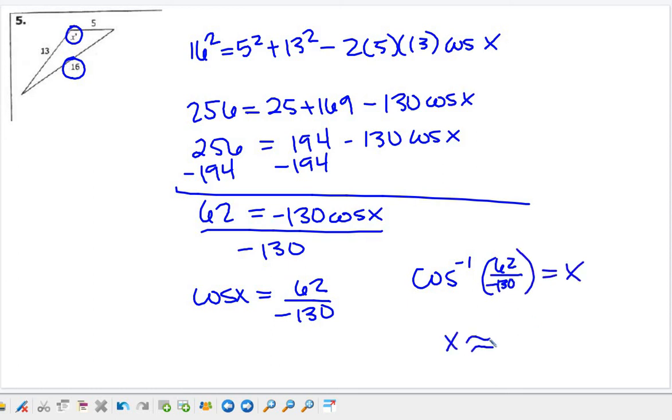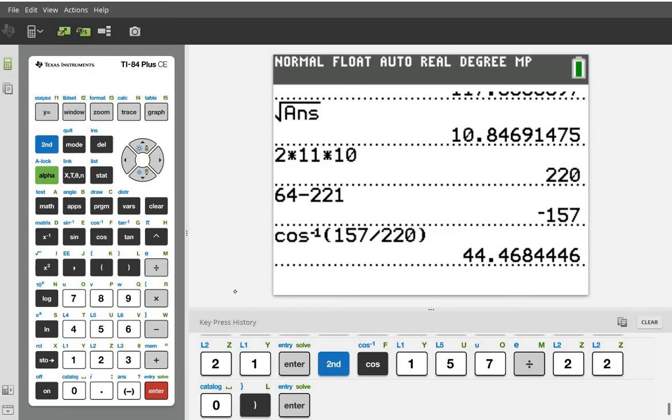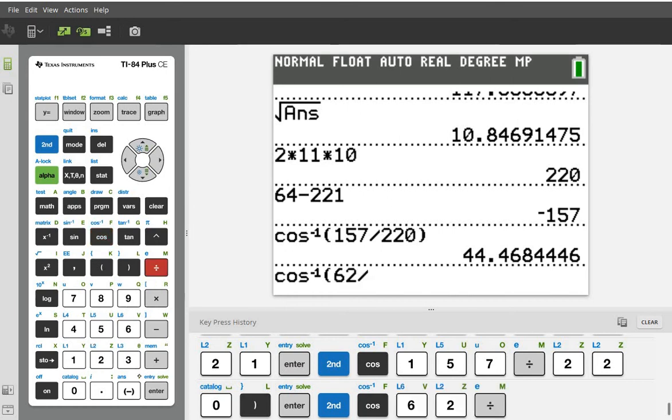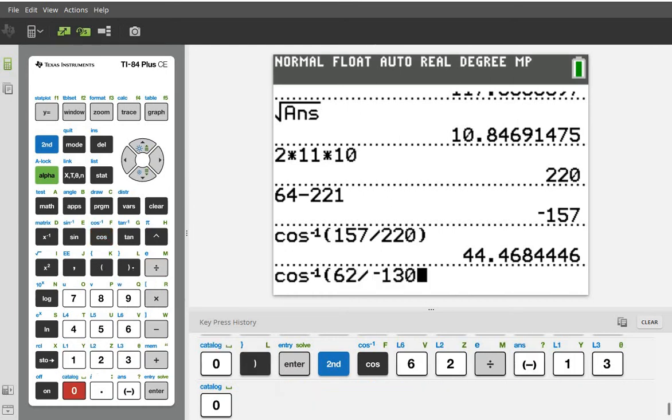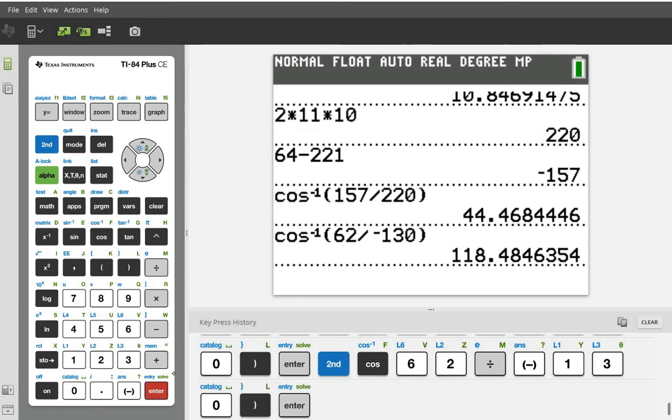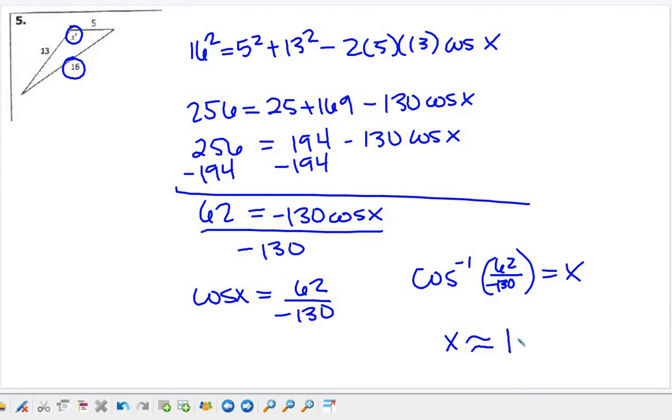So x is approximately equal to, so I'm going to do second inverse cosine of 62 divided by negative 130, and we get approximately 118.5 degrees.